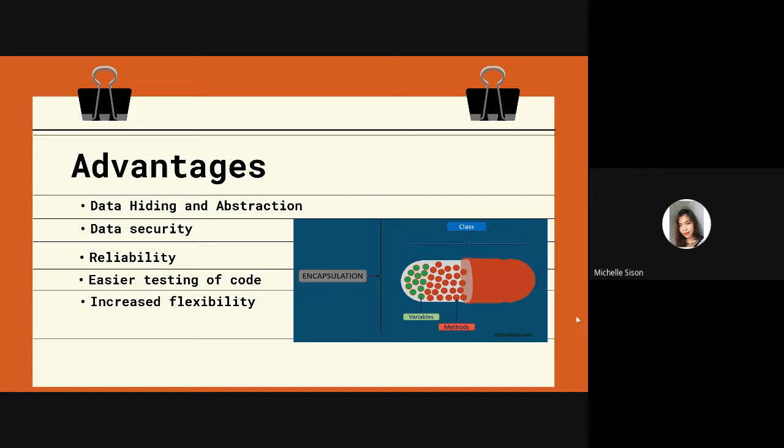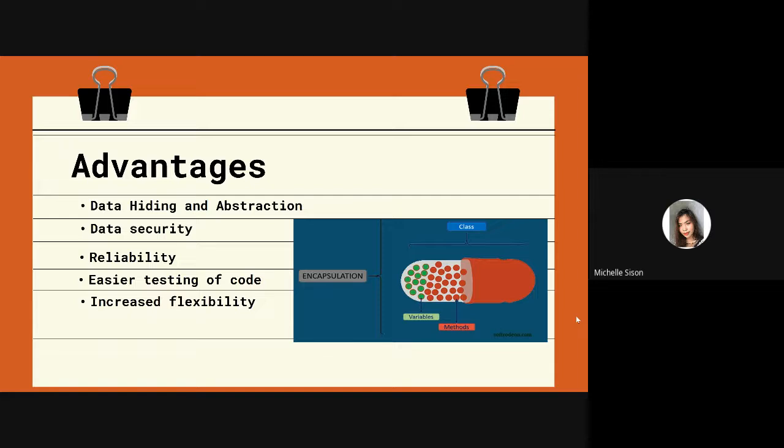Next is the reliability. There are instances you don't have to rewrite the same functionality that you inherited from the parent class. Next is the easier testing of code. Encapsulated PHP code is easy to test, as the function used for testing the child class ensures the testing of parent class functions also.